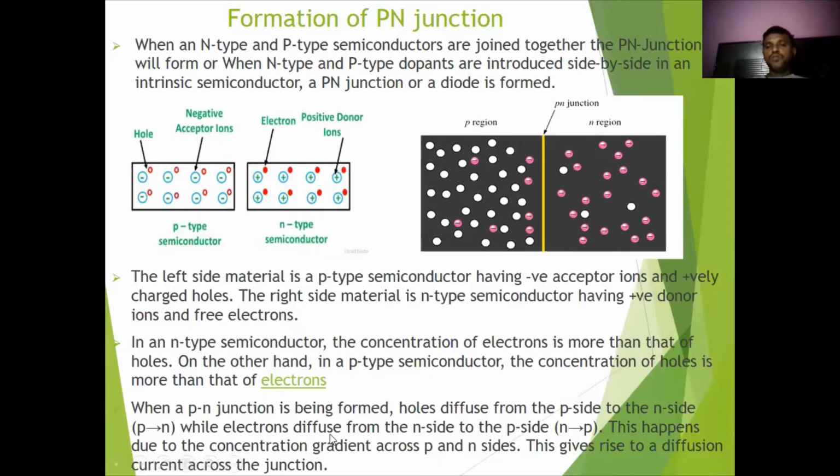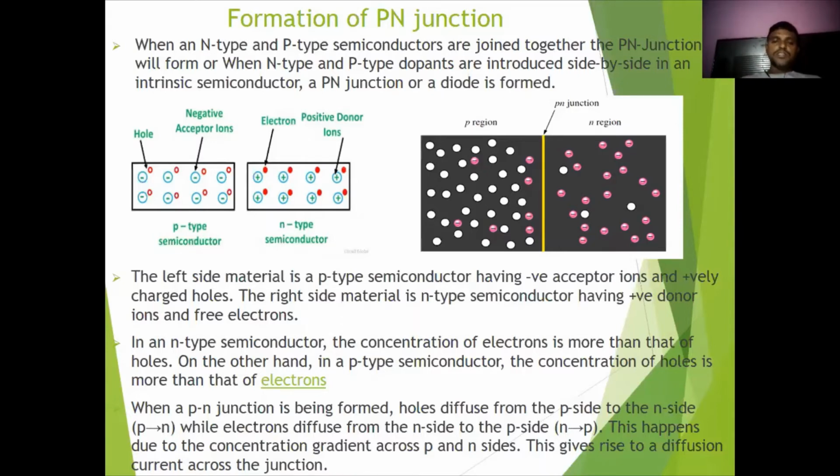So in both ways there is a concentration gradient, in terms of holes and in terms of electrons. Therefore holes move from the higher concentration P region to the N region, and at the same time electrons at higher concentration in the N region move to the lower concentration P region. Therefore diffusion of holes and electrons takes place from the P region to the N region and from the N region to the P region respectively.